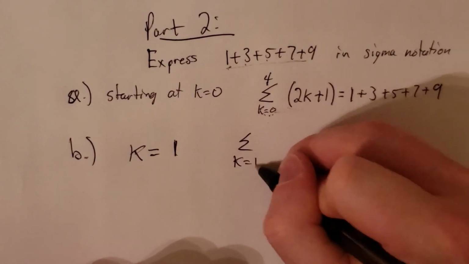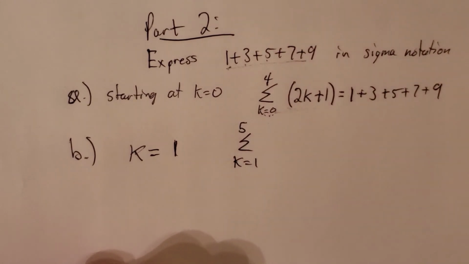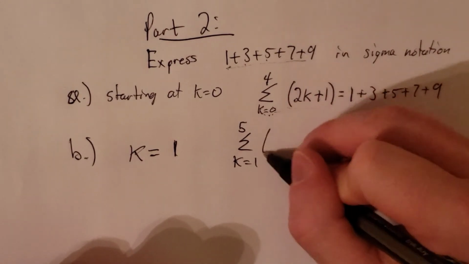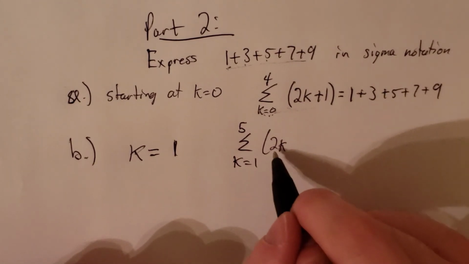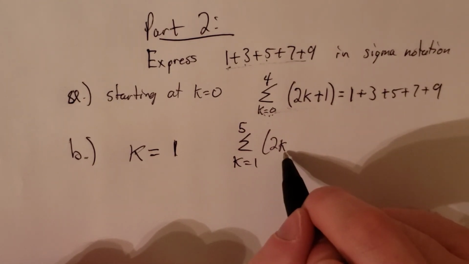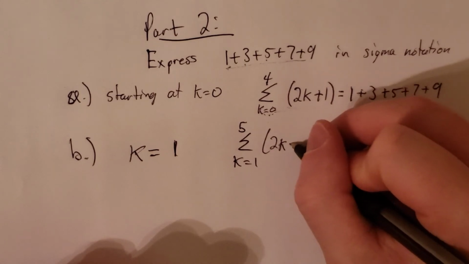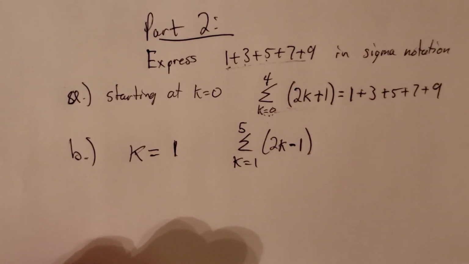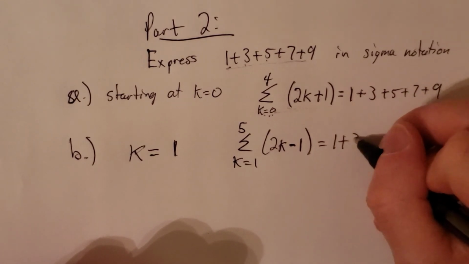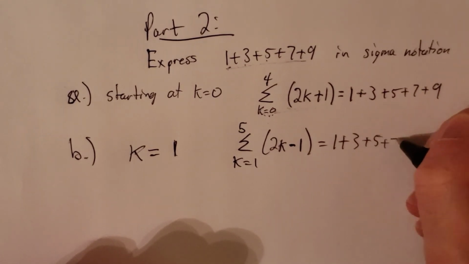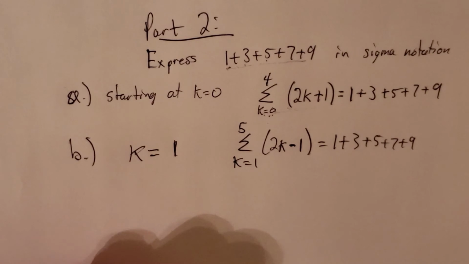So we get k equals 1 to 5 now, because we need 5 terms. 2k, and now if we do 2 times 1 here, we'd be at 2, so we would need to subtract 1 to get to 1. And if you plug all of this in, you will see that you again get 1 plus 3 plus 5 plus 7 plus 9.